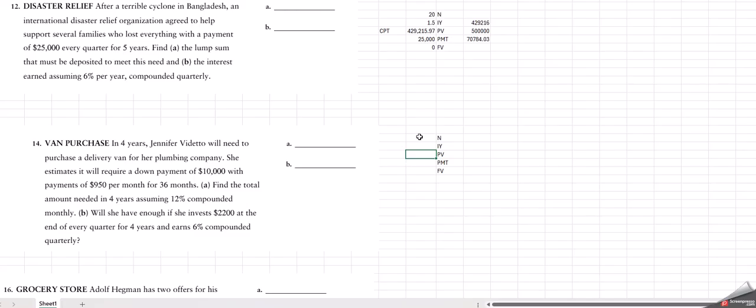So this one's a little bit different. We don't normally have all of those values, but we'll put in our present value is 10,000. Our $950 is going to be a payment, and then we're going to be computing that future value. 36 months is our N, and then 12% compounded monthly, 12 divided by 12 would be 1% per period. So we'll go over now.